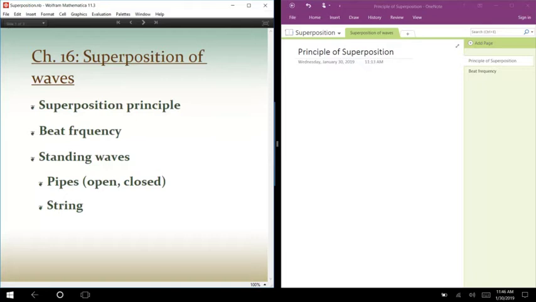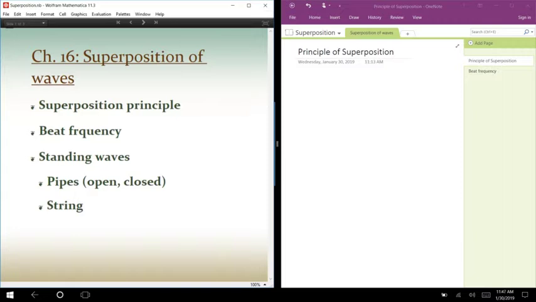Hi everyone. So in this video we will start talking about chapter 16, which will essentially cover the topics of superposition of waves. We'll talk about beat frequencies and how standing waves are formed, and we'll discuss different kinds of standing wave patterns, for instance, in pipes and strings.